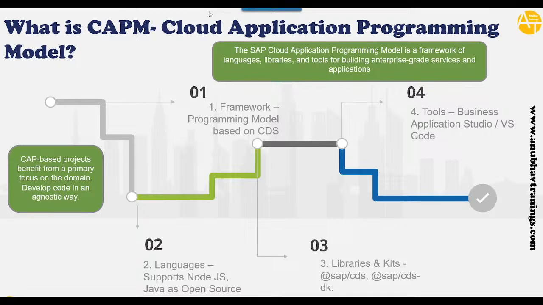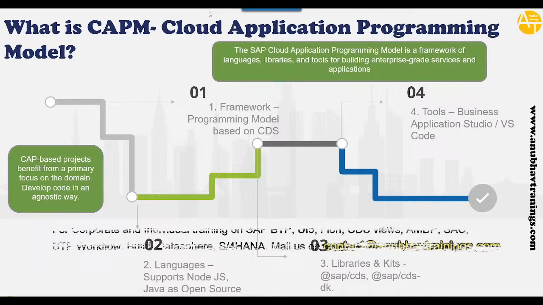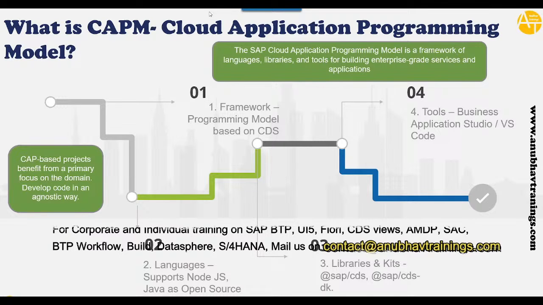The Cloud Application Programming Model is a framework of languages, libraries, and tools for building enterprise-grade applications. So it is a framework. It comes with pre-packaged tools, libraries, and languages. So you have your own choice of language and database you can choose. And it comes with a lot of powerful tools, for example, Business Application Studio to build end-to-end cloud native applications, which integrates pretty well with your existing applications.